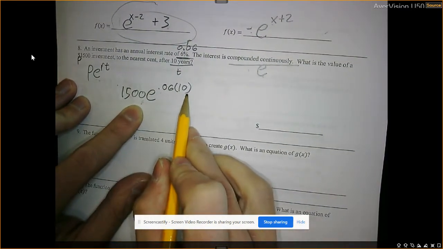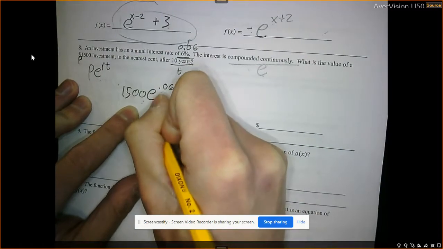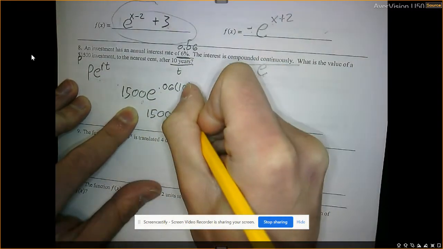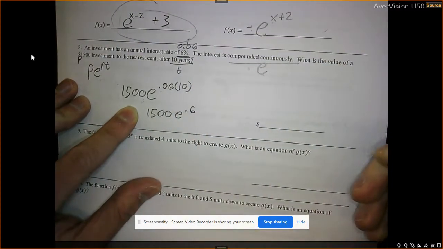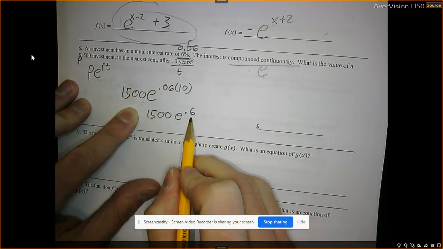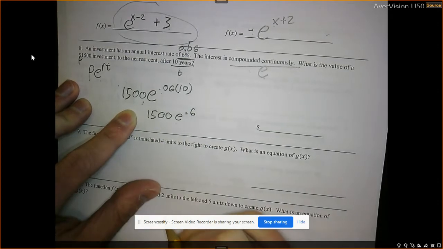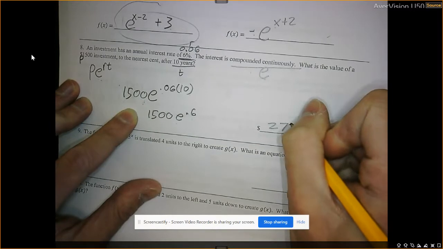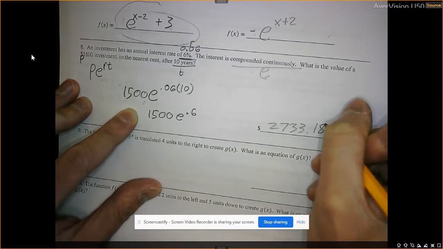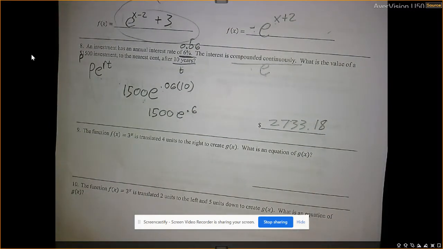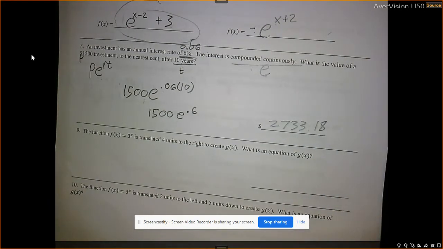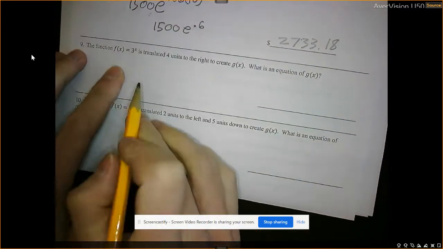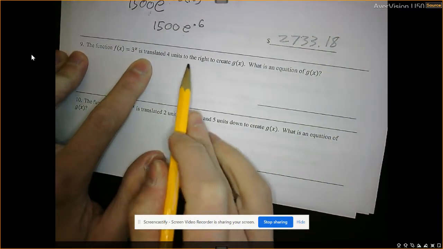Then we just need to do the math here. Well, 0.06 times 10, I would clean up right away and rewrite this as 1,500 times e to the 0.06 times 10, which is 0.6. Then in my calculator, I do e to the 0.6 times 1,500, and I get about 2733.18. That's a rounded answer. Should be right around there.